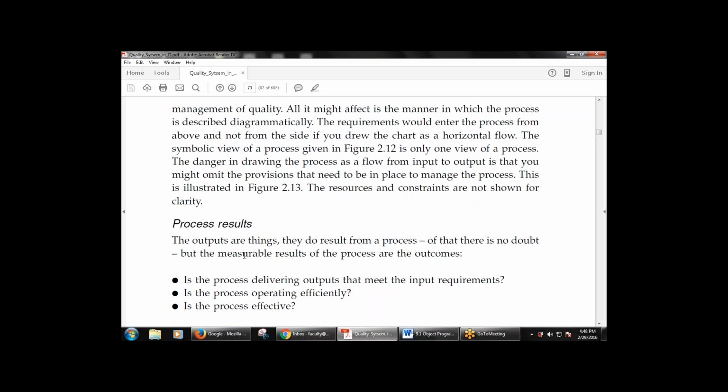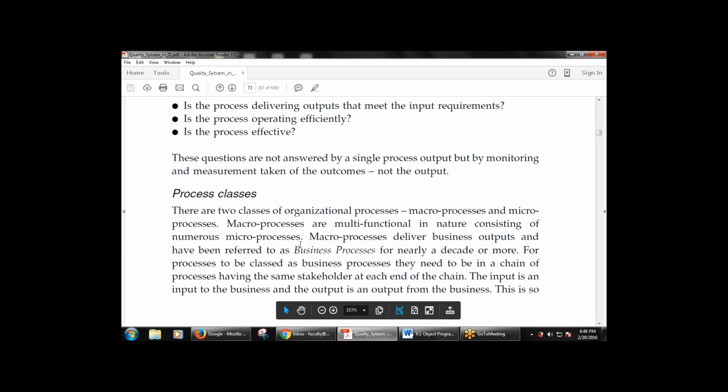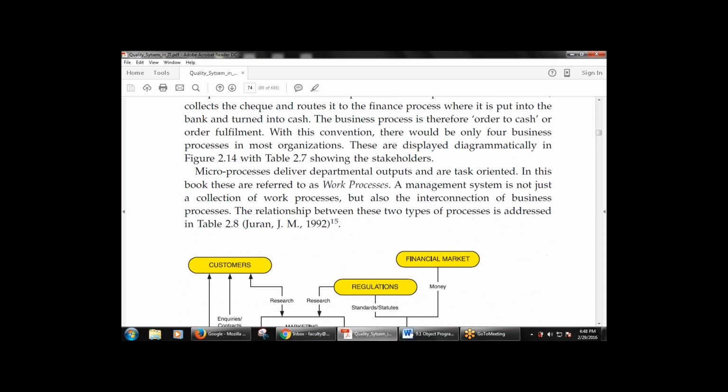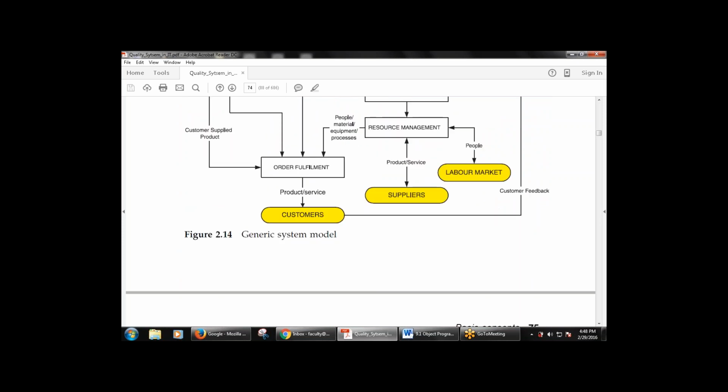Then, is the process operating efficiently? Whether the process is operating efficiently or not. Then, is the process effective? That is a question of whether the process is effective or not, and that is the process result. Then process classes: there are multiple classes, a macro process and a micro process. There is also a sales process, which is part of the customer, financial, market, regulations, research and marketing. Whatever the customer requirements and customer data available, these are known as regulation, which is part of the financial market.